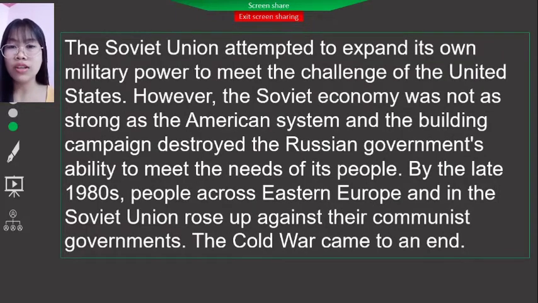The Soviet Union attempted to expand its own military power to meet the challenge of the United States. However, the Soviet economy was not as strong as the American system, and the building campaign destroyed the Russian government's ability to meet the needs of its people. By the late 1980s, people across Eastern Europe and in the Soviet Union rose up against their communist governments. The Cold War came to an end.